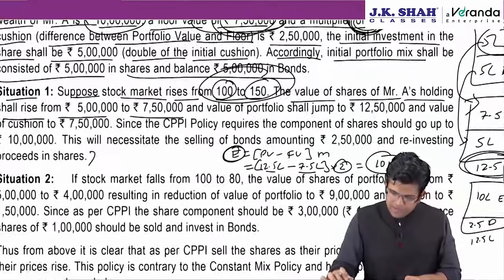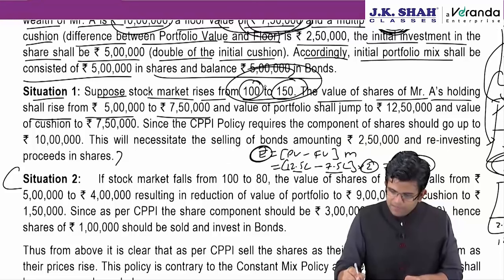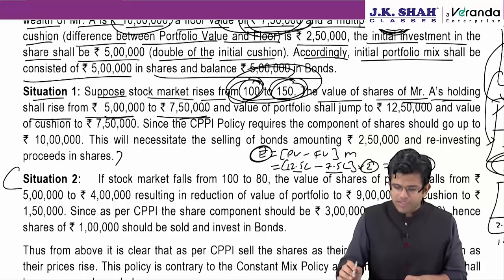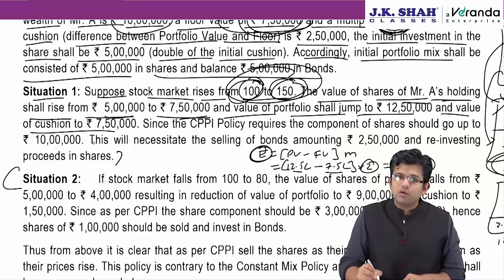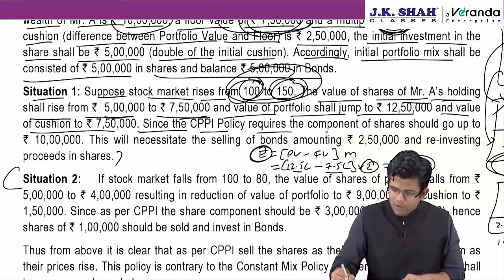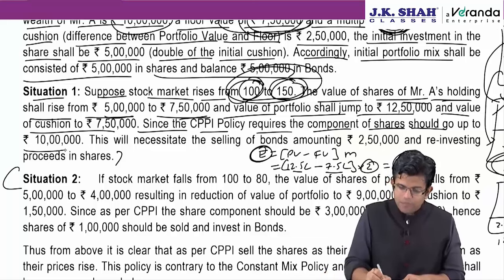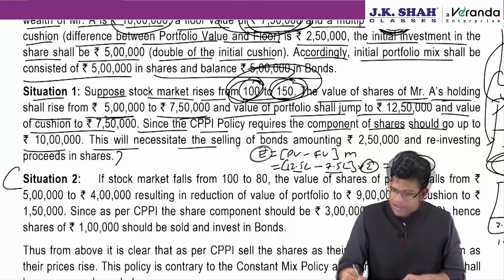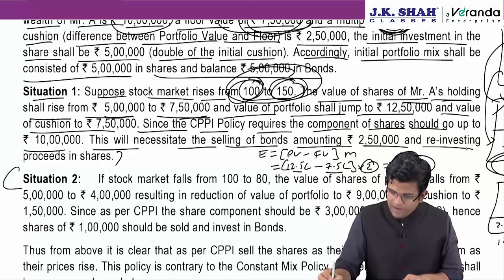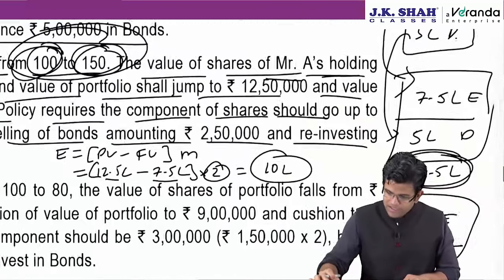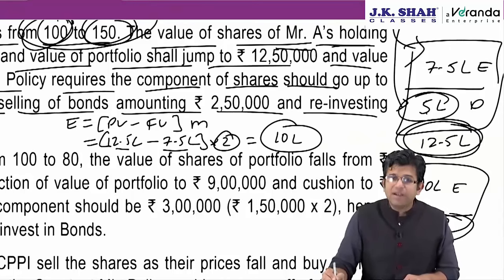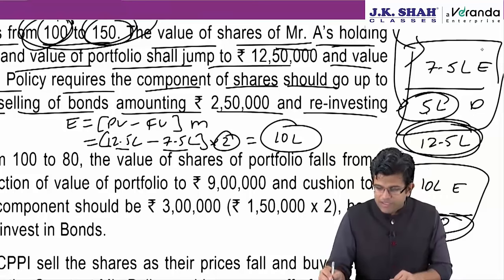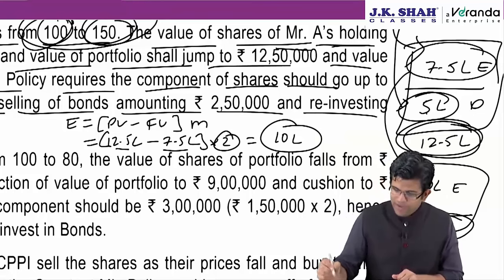They are saying situation 1: if the price goes from 100 to 150, the value of Mr. A's holding will go from 5 lakh to 7.5 lakh, the value of the portfolio shall jump to 12.5 lakhs, and the value of the cushion to 7.5 lakhs. Since the CPPI policy requires the component of shares to go up to 10 lakhs, this will necessitate the selling of bonds amounting to 2.5 lakh and reinvesting the proceeds in shares. Yes, you can see here from bonds I sold 2.5 lakh so that it went down to 2.5, and invested those proceeds in equity, which went up from 7.5 to 10 lakhs.